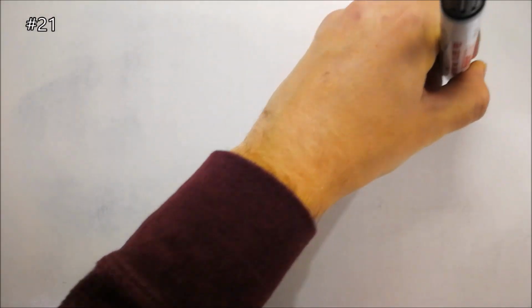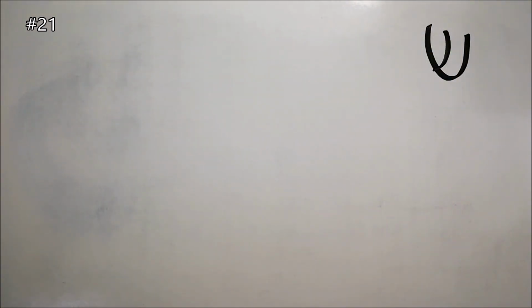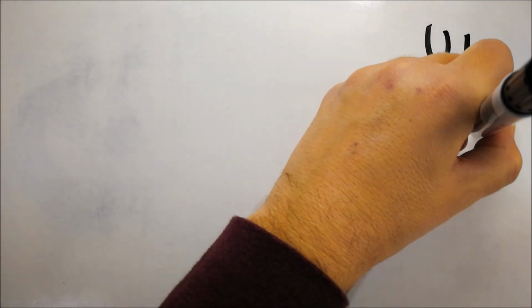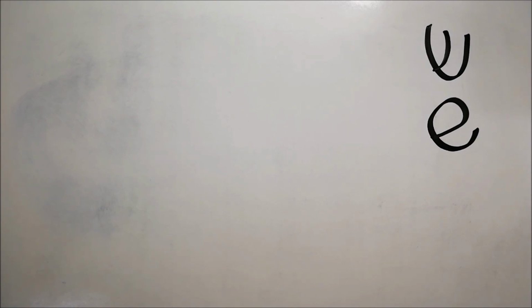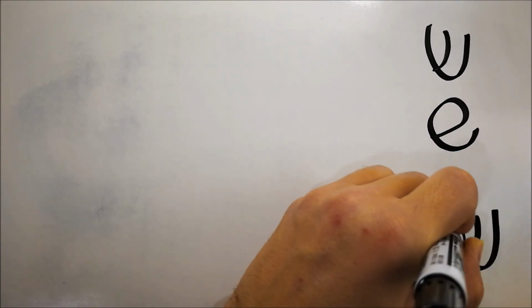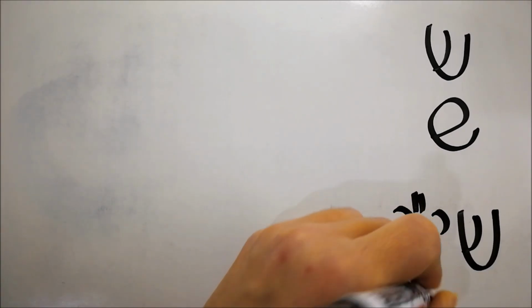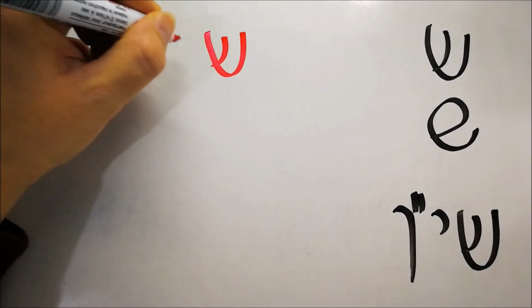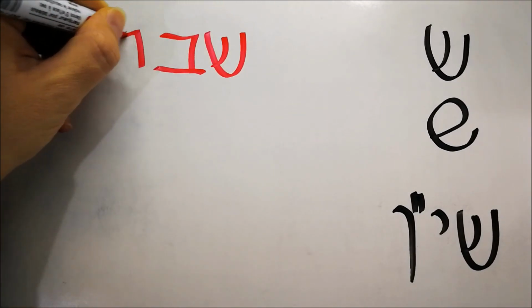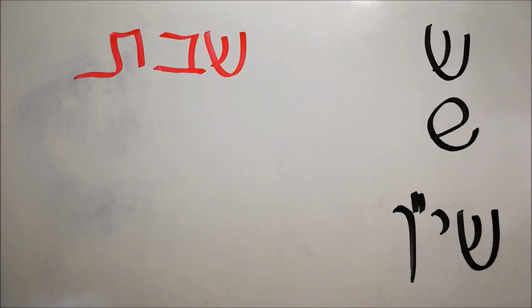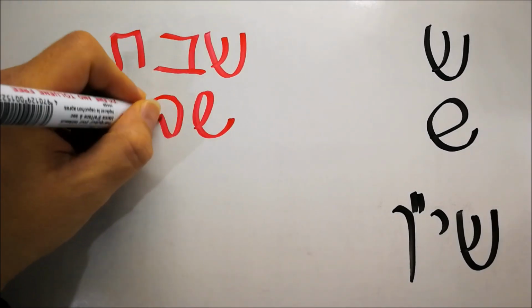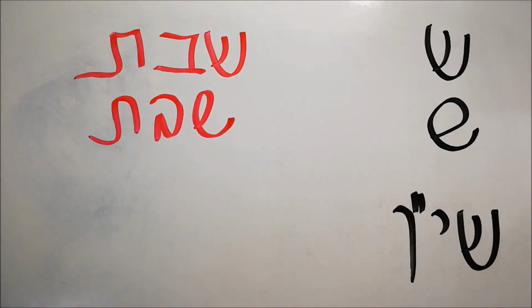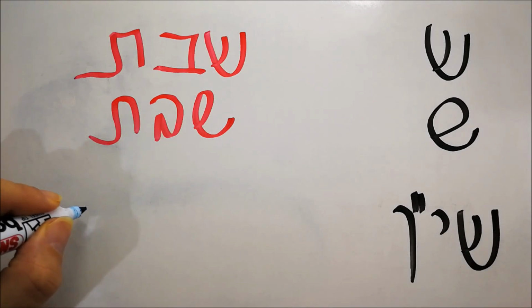The next letter is Shin. This is how you write Shin in print and in handwriting. A word example for the letter Shin is Shabbat. This is how you write Shabbat both in print and handwriting. Shabbat translates to Saturday.